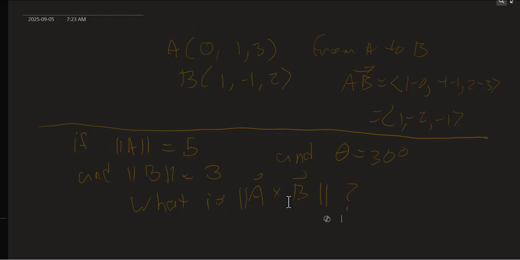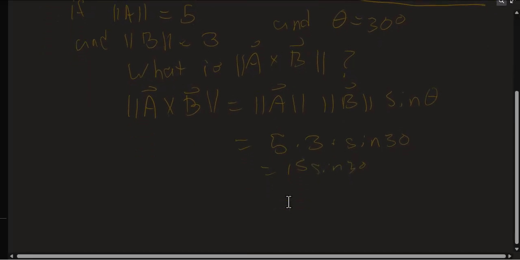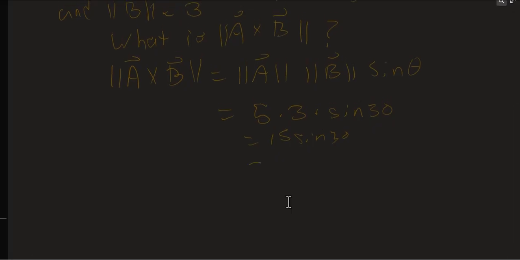Okay, so the magnitude of a cross product equals the magnitude of A times the magnitude of B times the sine of the angle between them. So in this case, that would be 5 times 3 times sine 30, or 15 sine 30. And if you remember that the sine of 30 is 0.5 or a half, that's 15 times a half, or 15 halves. Okay, so that's how you do that.